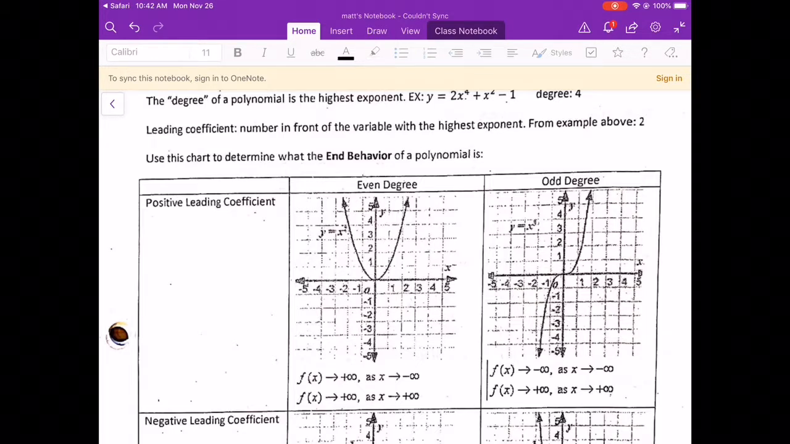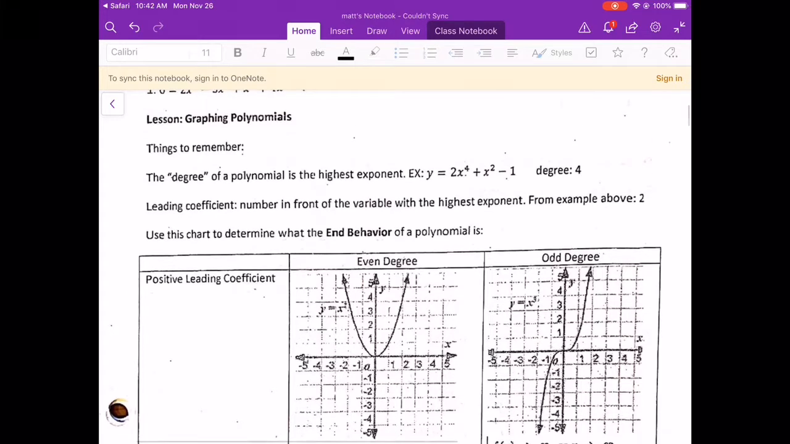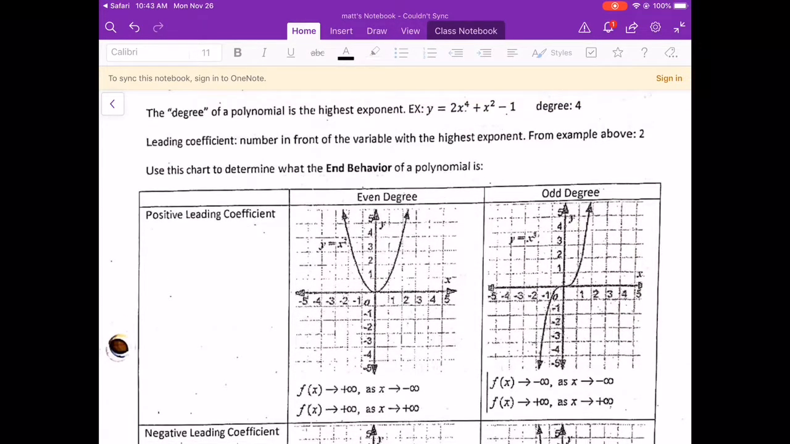For my odd degrees, if that leading coefficient is positive, then as x goes to negative infinity, that's the left side, the y values are heading down to negative infinity. And on the right side, as x goes to positive infinity, the y values would be trending up toward positive infinity. But if that leading coefficient is negative, so this number in front of everything, in this case where that 2 is, if that was a negative number, then we would have a reflection. So this thing would flip over the x-axis.